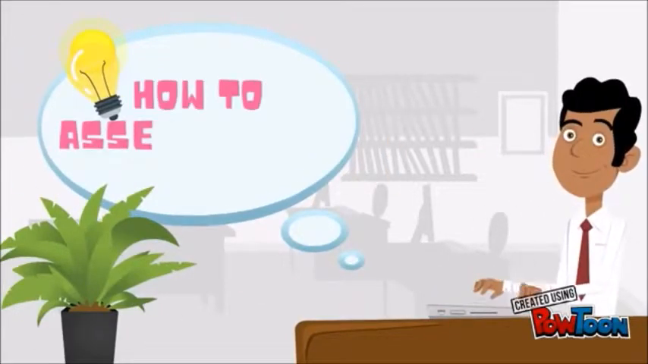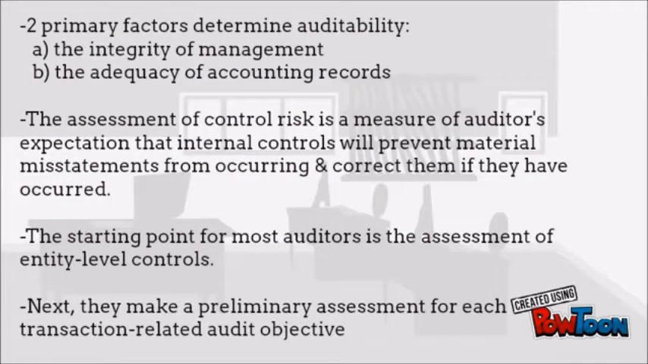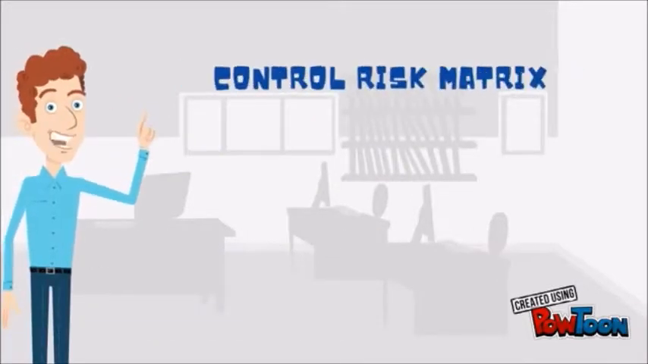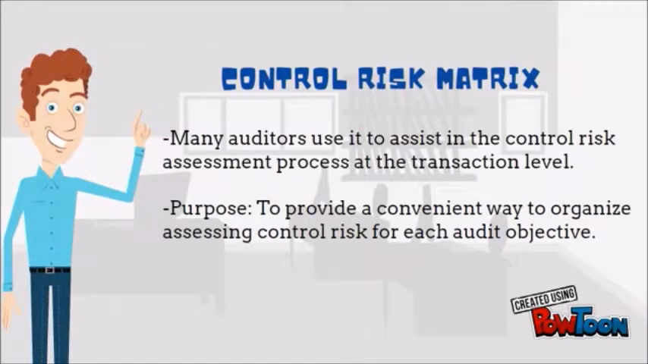Next, how to assess risk. The auditor uses a preliminary assessment of control risk to plan the audit for each material class of transactions. So there are 2 primary factors that determine auditability: the integrity and the adequacy of accounting records. Control risk matrix: auditors use it as a convenient way to organize assessing control risk for each audit objective.